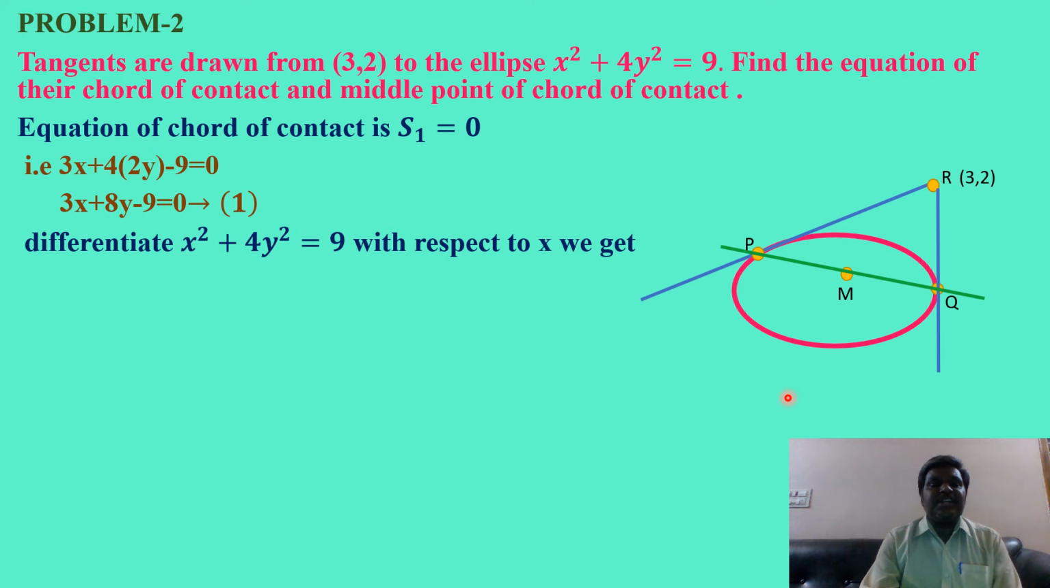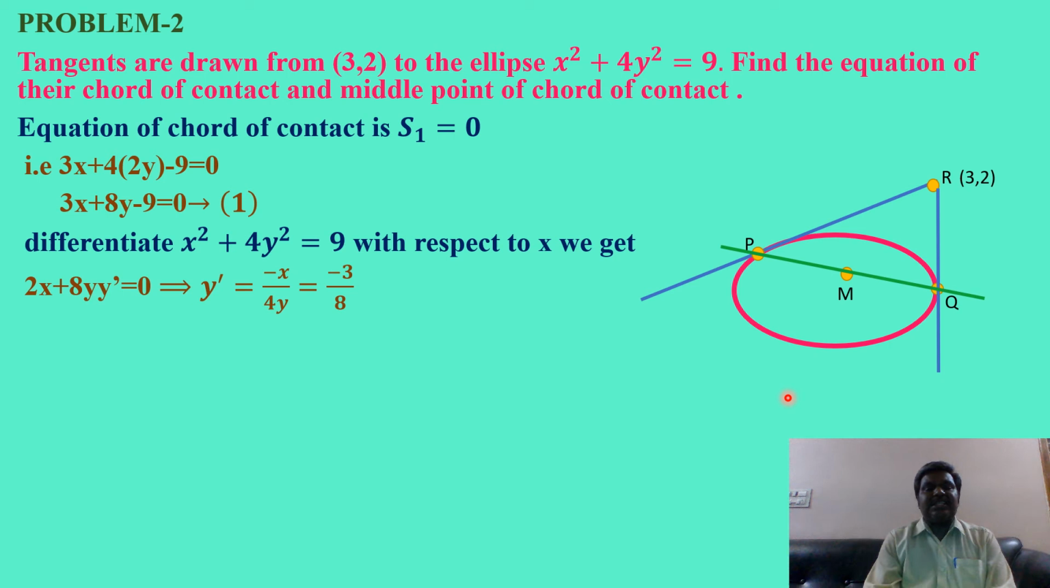Differentiate x square plus 4y square equal to 9 with respect to x. We get 2x plus 8y y dash is equal to 0. From that we obtain y dash is equal to minus x by 4y, because 2x is equal to minus 8y y dash, and the 2 cancels out, 4 times by 8. So 2x plus 8y y dash equal to 0 implies x is equal to minus 4y y dash. Therefore y dash is equal to minus x by 4y.